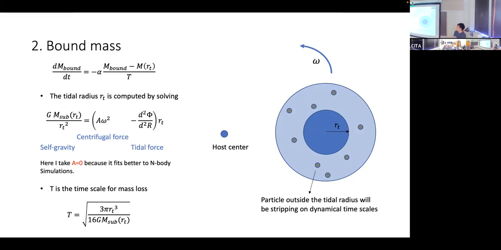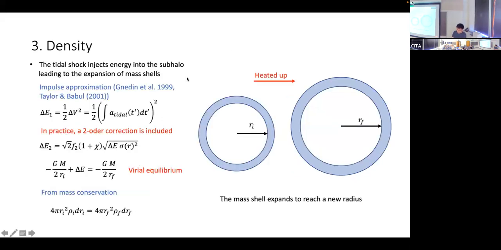When this left hand side is balanced by the right hand side, that gives us the tidal radius, and the materials outside the tidal radius will be lost on some time scale. Here we use the dynamical time scale of the halo to characterize this mass loss time scale.